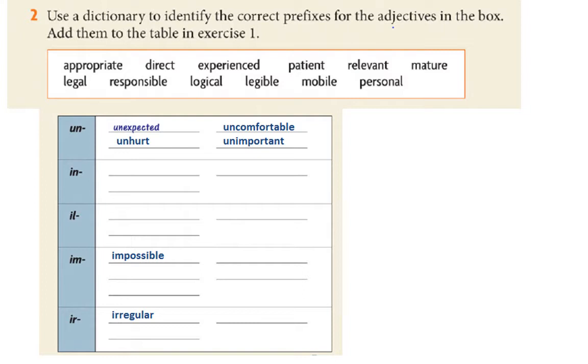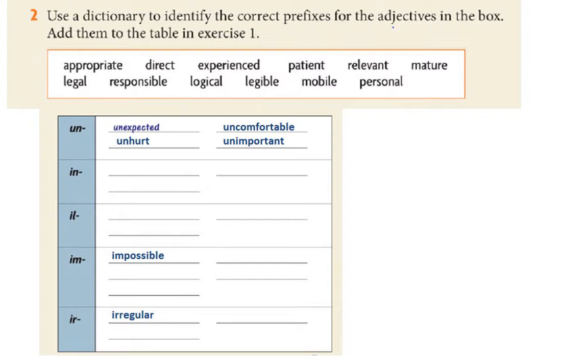Exercise number 2. Use a dictionary to identify the correct prefix for the adjectives in the box, and then write them in the table in exercise 1. So we have another group of adjectives: appropriate, direct, experienced, patient, relevant, mature, legal, responsible, logical, legible, mobile, and personal. Let us start with the first one. Appropriate.